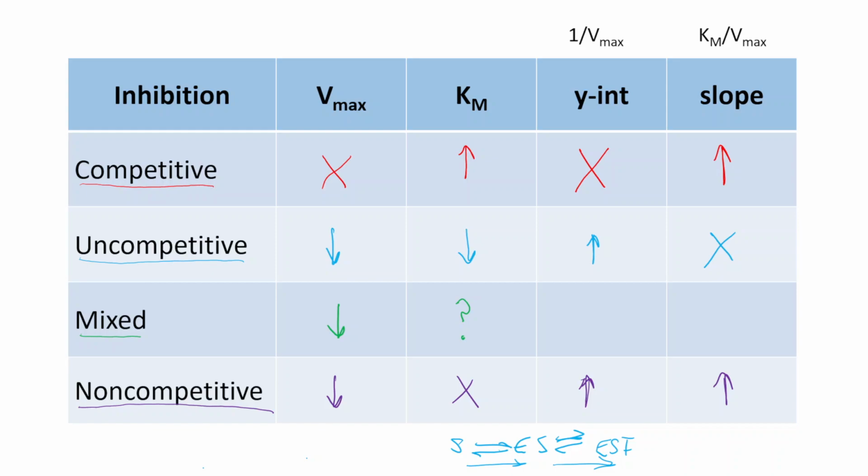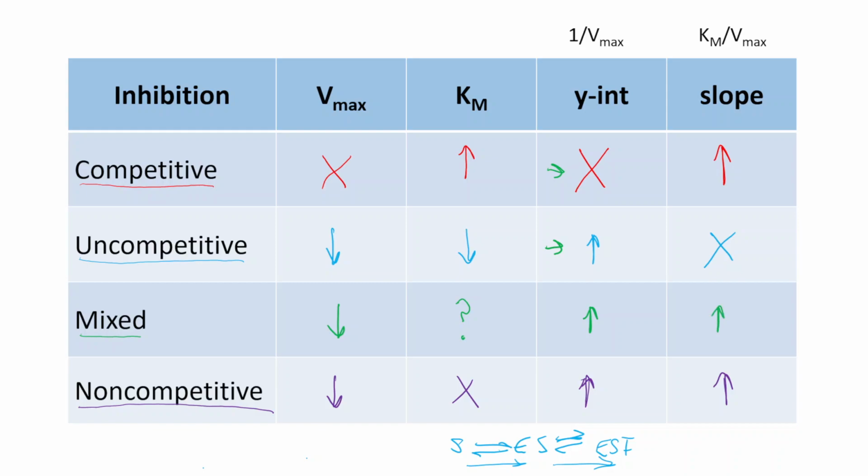So what about our y-intercept? If we have a mix of not changing and going up, what will that give us? We have one of these not changing and one of these going up. If you mix them together, yeah, it's going up. And what about our slope? It's also going up. Thank you.